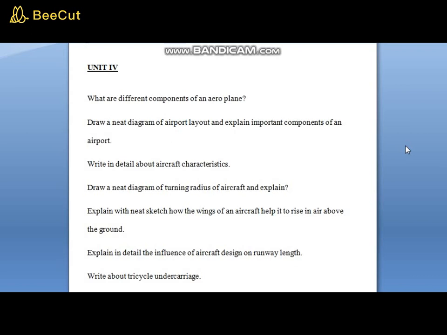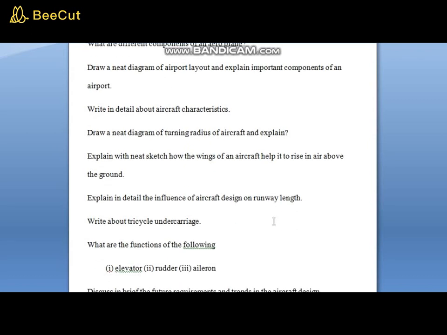Then next, explain with a neat sketch how the wings of an aircraft help it to rise in the air above the ground. This question is related to wings. The next question: explain in detail the influence of aircraft design on runway length. Then write about tricycle undercarriage.